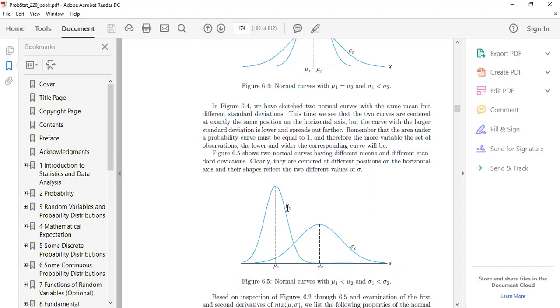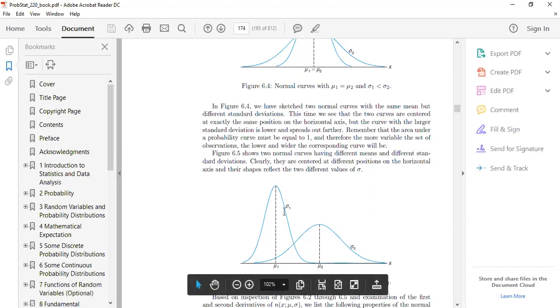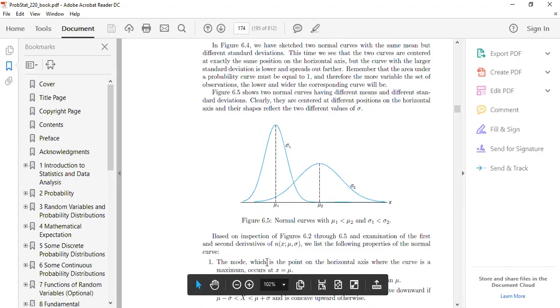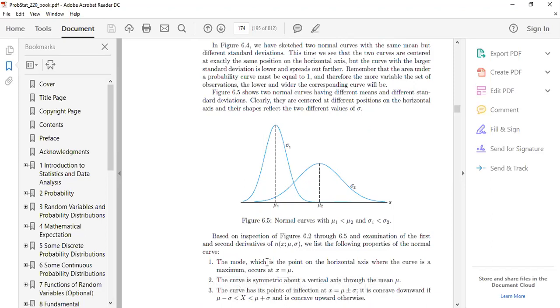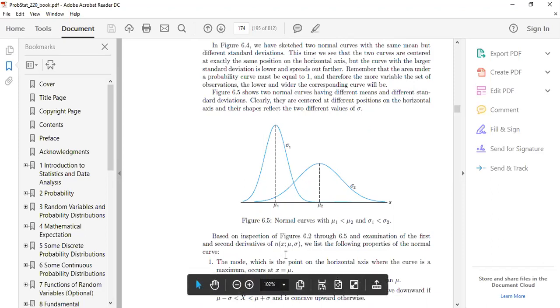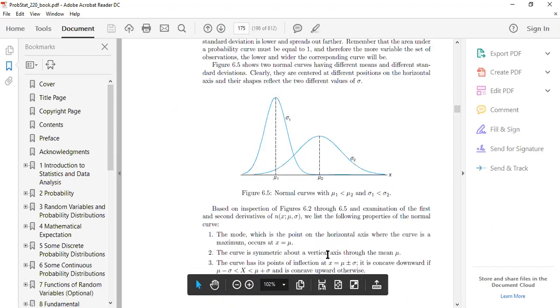That is in this case, right? So you can see sigma 1 is different, this one is different. Look over here, because this is more scattered, more deviated, sigma 2, that's why its peak is a little bit lower than the first graph. Now just keep in mind that based on all this inspection and these graphs and examination of the first and second derivative of my normal curve with mean nu and standard deviation sigma, we list the following properties.